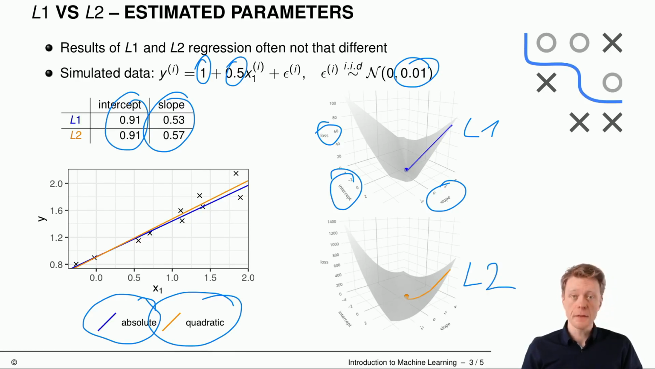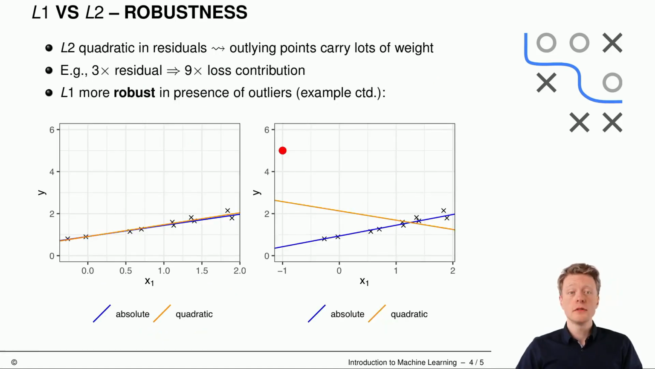And you also see that it's not that different here. But, of course, there are some data situations where those two losses give different results. And here we can speak about robustness. So imagine the following data situation.